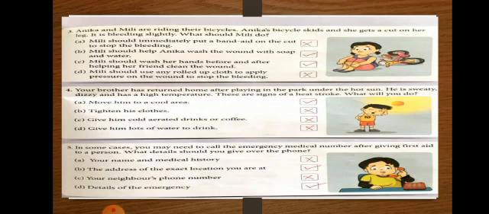Fourth situation, your brother has returned home after playing in the park under the hot sun. He is sweaty, dizzy and has a high temperature. So these are the signs of a heat stroke. So what will you do?